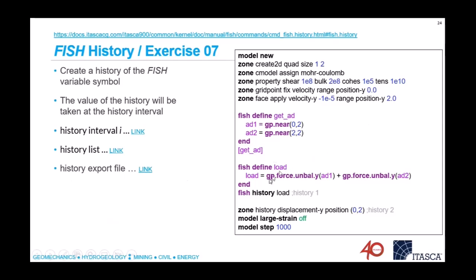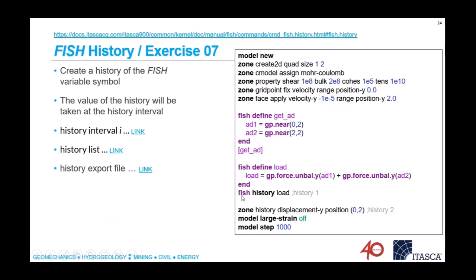So this is just a built-in function. It's an unbalanced force function at a grid point in the y direction. It could be x if we were interested in something happening in the x direction. And we're just summing them. Doesn't matter why, it's just what we're doing.